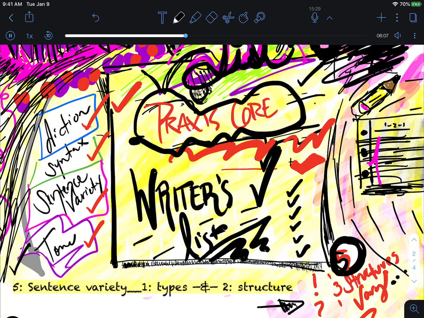So number 5 reads sentence variety. So do you have sentence variety? And there are 2 different things involved in this area. 1 is sentence types, and 2 is structure. So, we need to be able to use questions and use exclamation points, change up our punctuation a little bit to create different types of sentences like declarative sentences or interrogative sentences and things like that.